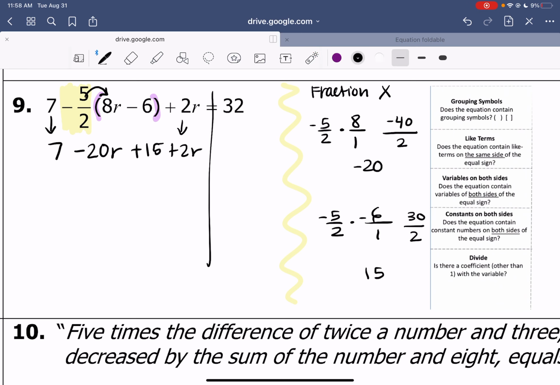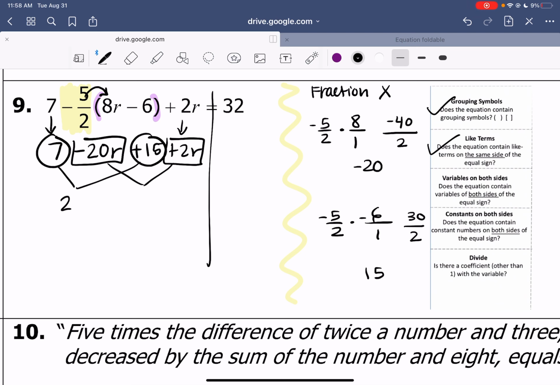So now we're going to combine our like terms. We have -20r and 2r, and then we have 7 and 15. This is what we would combine. So 7 plus 15 is going to be 22. And then -20 plus 2 is going to be -18r equals 32.